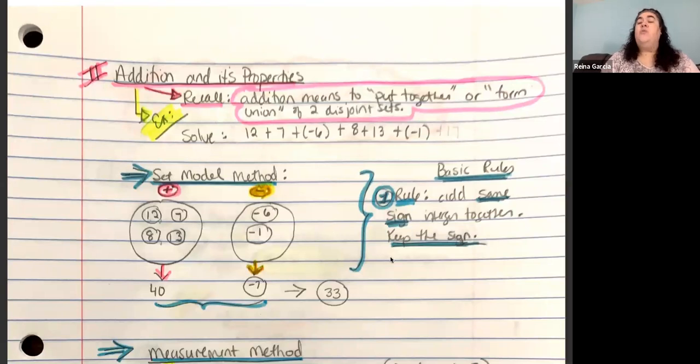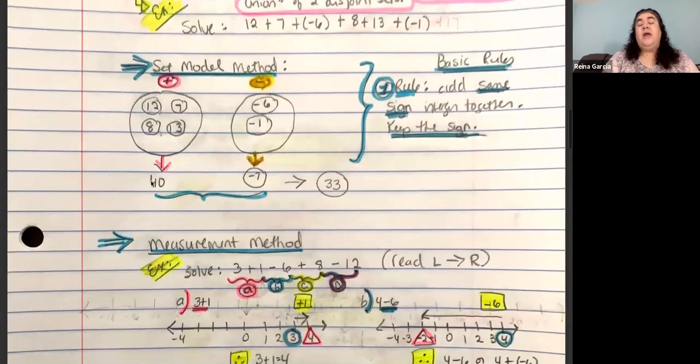example is that when adding integers, if they have the same sign, you just add them together and keep that sign. So we added all the positive chips together and we got a total of 40 and we kept the positive sign. We added all the negative chips together, we got a total of 7 and we kept the negative sign. And that is the first basic rule of adding integers: when they have the same signs, you add them together and you keep the sign, okay? Now here, we had a positive and a negative. They have a different rule, which you're going to see now in our example of the measurement method, okay?